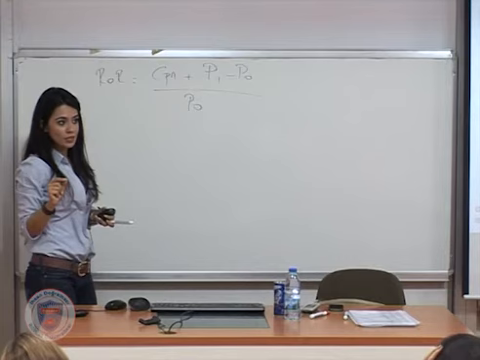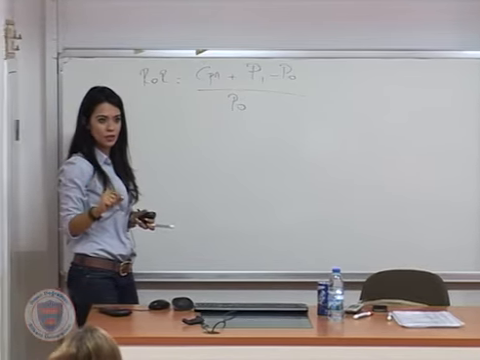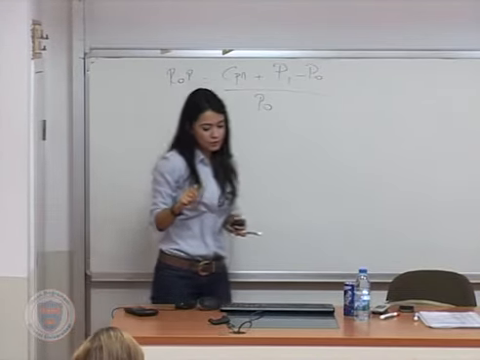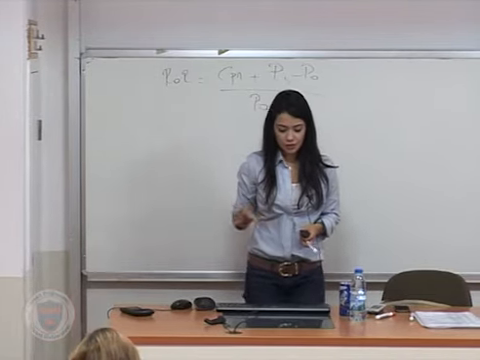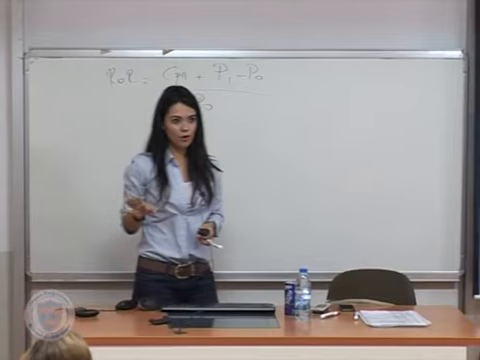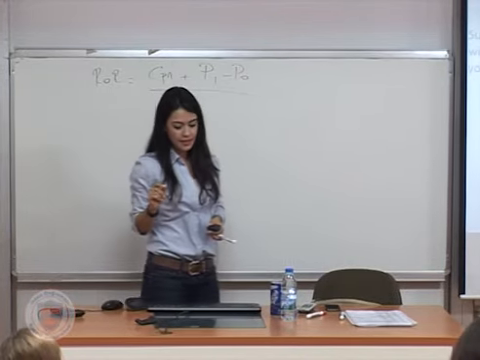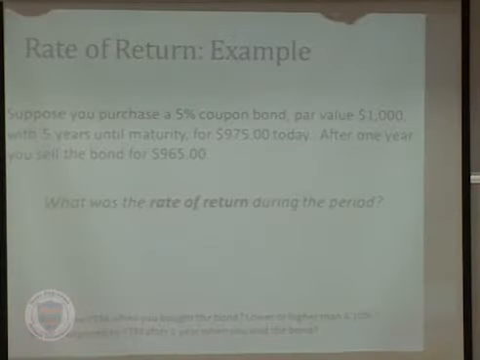Rate of return doesn't have to be equal to yield to maturity. There are cases where they're equal, and there are cases where they're not equal. So let's look at this question. Suppose you purchase a 5% coupon bond. Its par value is $1,000, and it has 5 years until maturity. You paid $975 for this bond. After 1 year, you sell the bond for $965.